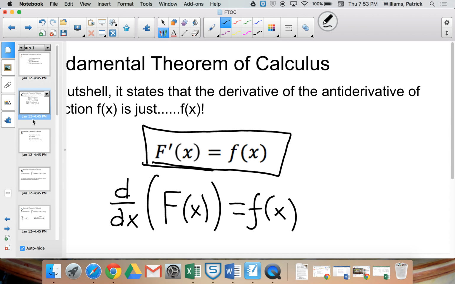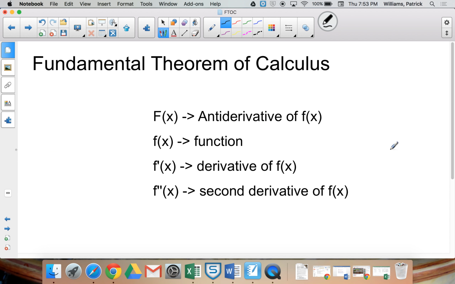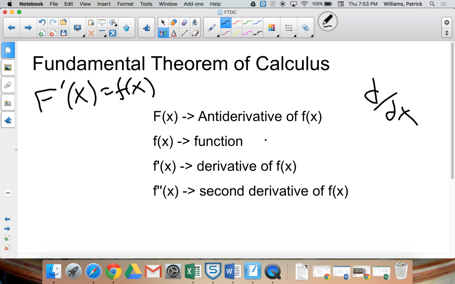So if we go back to the diagram we had on the last slide, which was that if we take the derivative of the antiderivative, we just get the function. I'm going to do this in two different ways. The right-hand side is like taking a derivative. If we take a derivative of a function, we get the derivative of that function. If we take the derivative once again, we get the second derivative. Now, on this other side, we're going to look at the antiderivative, which I will write using the integral symbol. If we take the antiderivative of a function, we get the antiderivative.